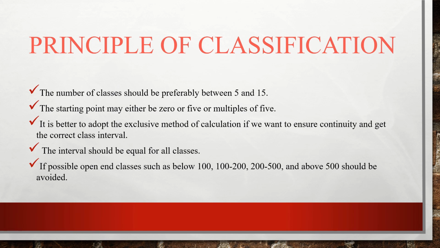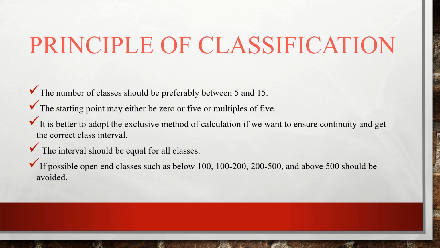Speaking about the principles of classification, the number of classes should be preferably low, that means in between 5 and 15. We should start the classes by 0, 5 or multiples of 5. For example, we can say first class like 0 to 10, then 10 to 20, like that we can start. Then it's better to adopt exclusive classes. We know that exclusive classes are like this, 10 to 20, then 20 to 30. So it is better to adopt exclusive classes.